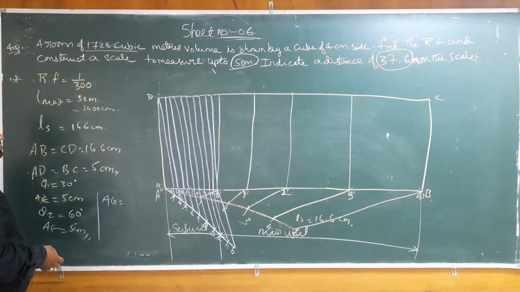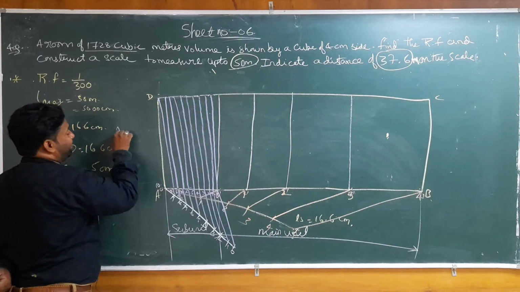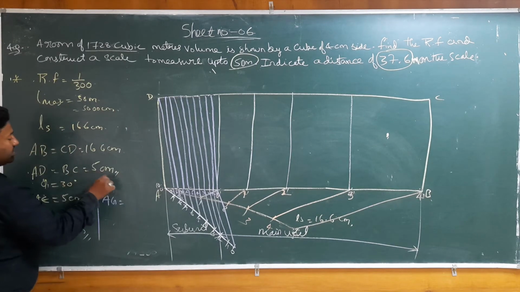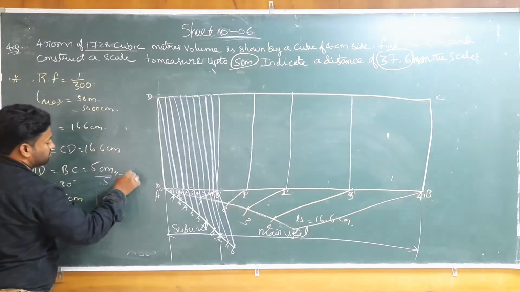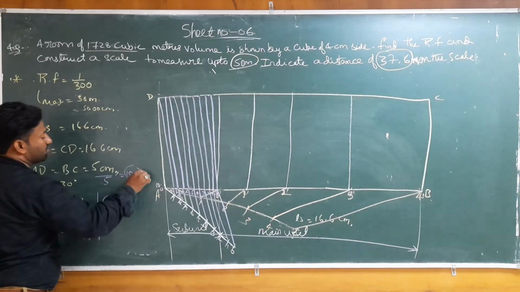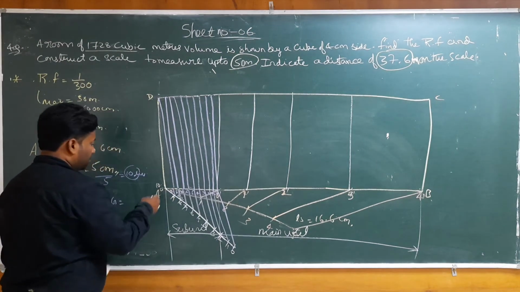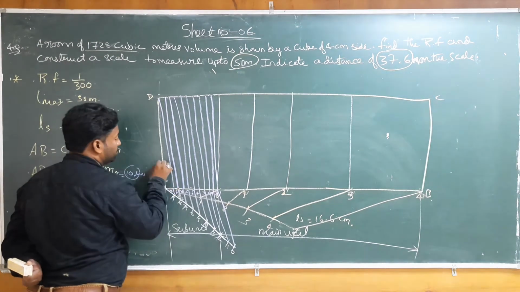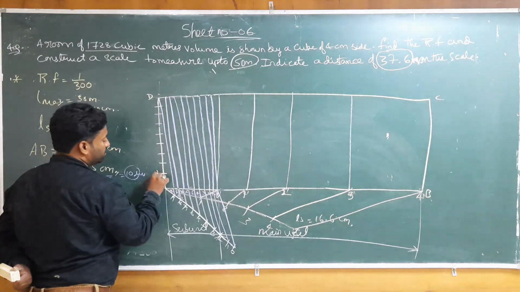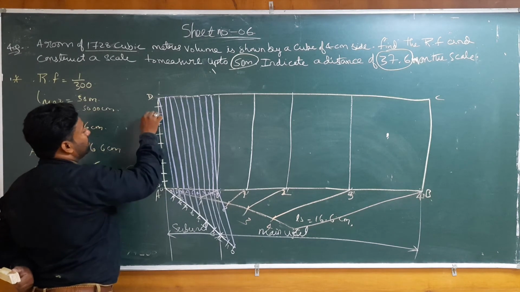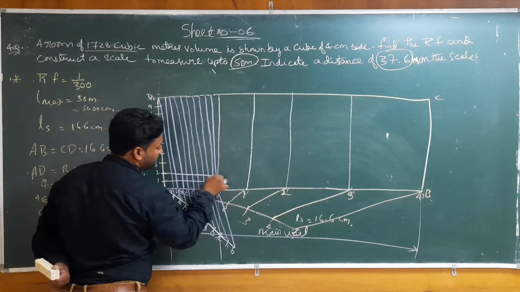Already I have shown this in problem number 2. In this, simply you mark, because AD is 5 centimeters. If you divide by 5 centimeters, you will get 10 divisions. So here simply you mark like this: 1, 2, 3, 4, 5, 6, 7, 8, 9 and 10. D is nothing but 10. So draw the parallel line to the base.